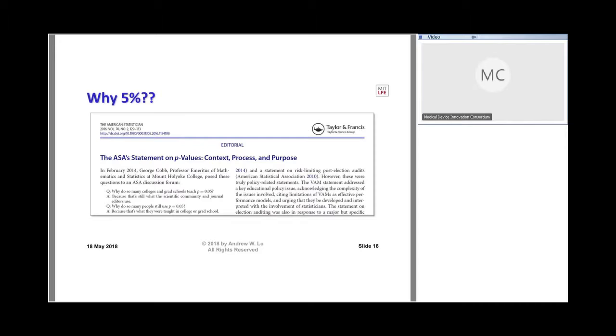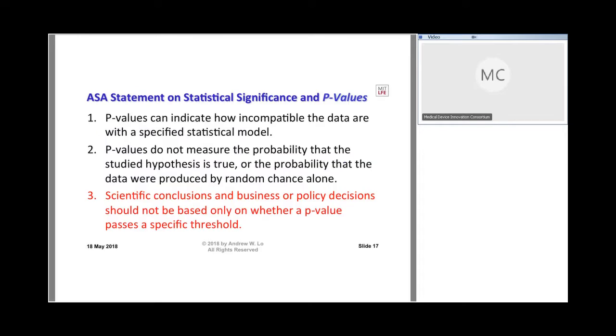And there are two statements that the ASA makes of their 6 that I want to highlight. The first is that scientific conclusions and business or policy decisions should not be based only on whether a p-value passes a specific threshold. And second, a p-value or statistical significance does not measure the size of an effect or the importance of a result. Size and importance. So I want to talk for a few minutes about measuring size and importance.